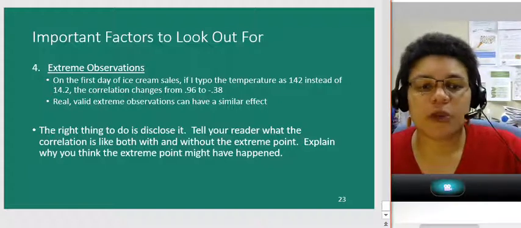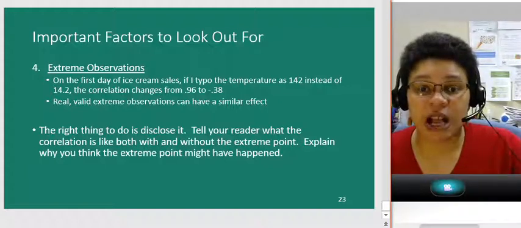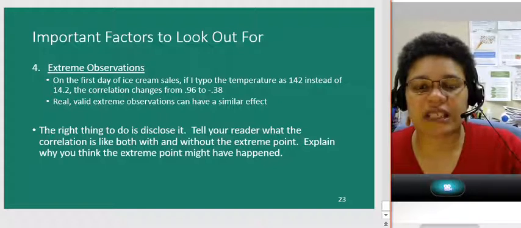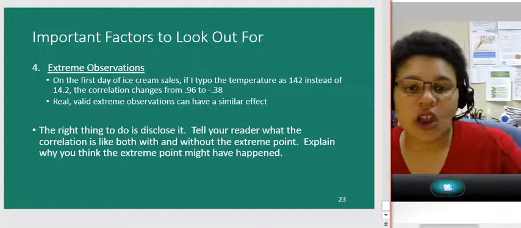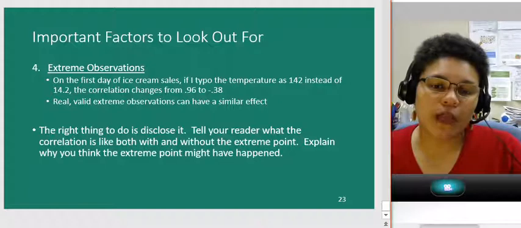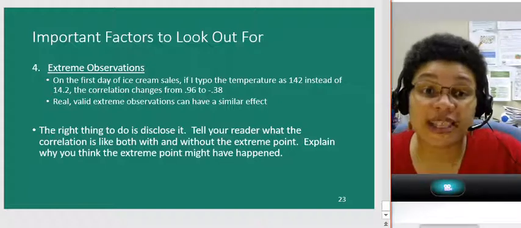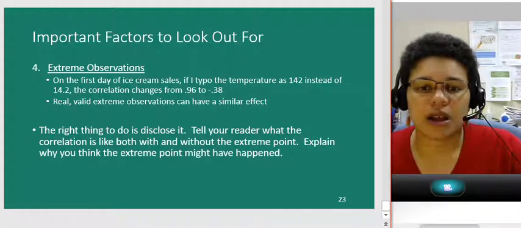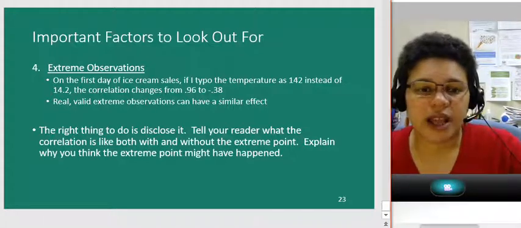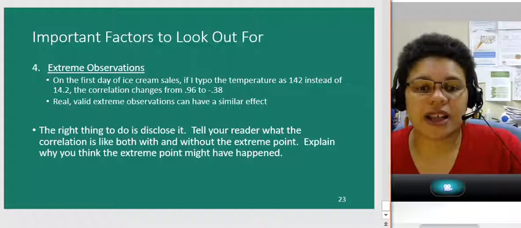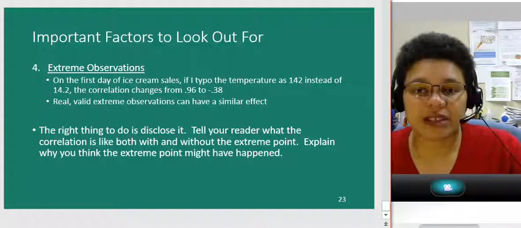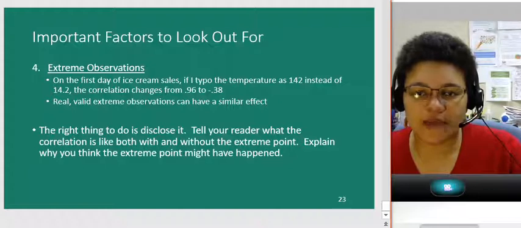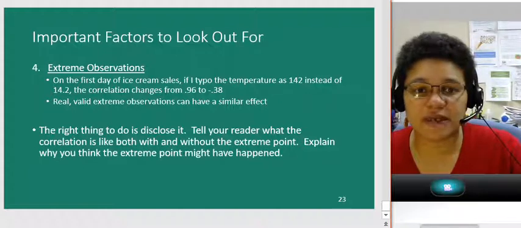The right thing to do is to disclose the problem. Tell your reader what the correlation is both with and without the extreme point, if you think it's a valid point. If it's not a valid point, I would not include it in my data set. It was an error. Explain why you think the extreme point may have happened, if it's a valid point. If it was just an error, I would try to solve the error when I realize that there's an error.